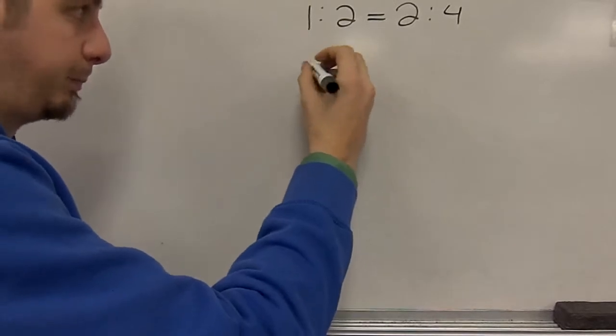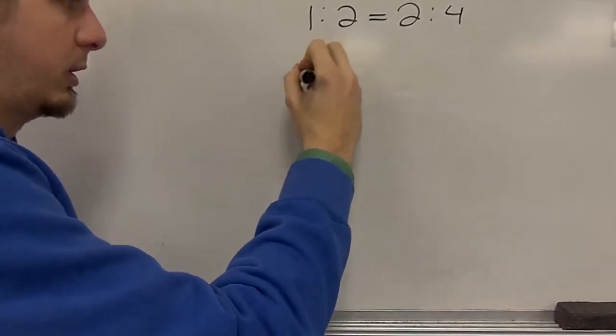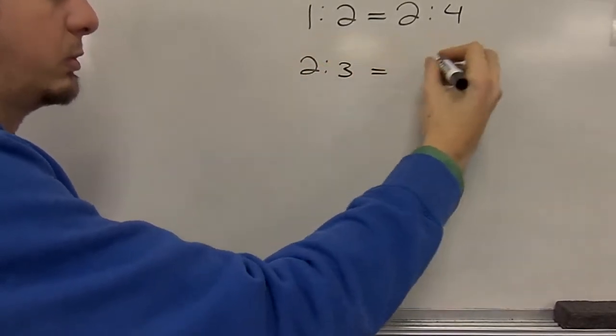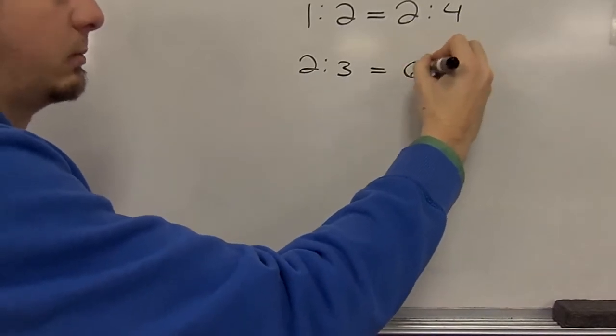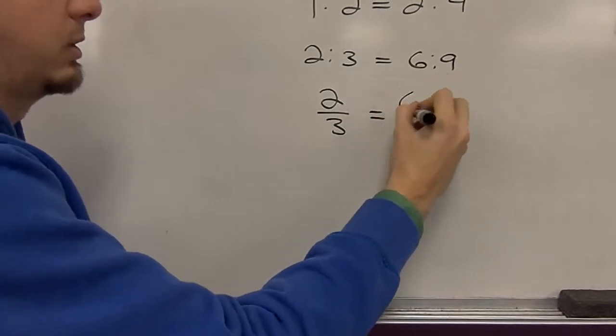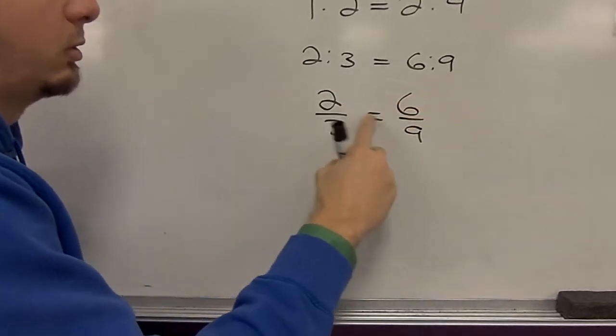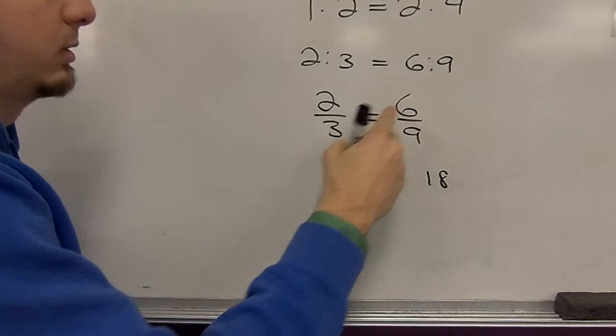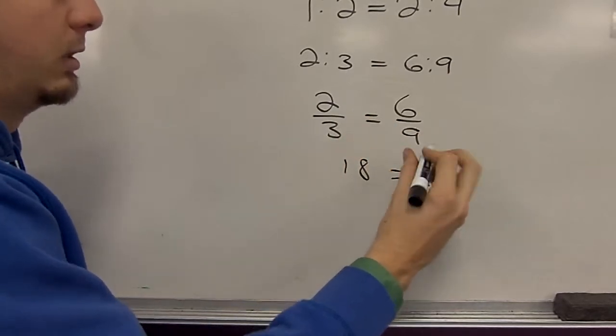So for example, a 2 to 3 ratio is equal to a 6 to 9 ratio. When I set up 2 to 3 as a fraction, and 6 to 9 as a fraction, 2 times 9 is 18, 6 times 3 is 18. The answers are equal.